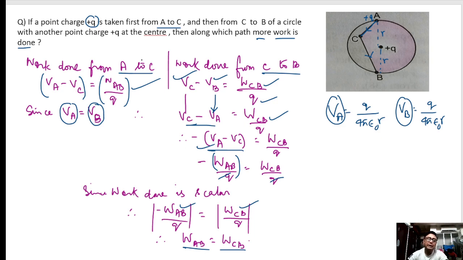We are going from A to C and from C to B, right? A to C and C to B are giving the same results. So that means it is the same work done.